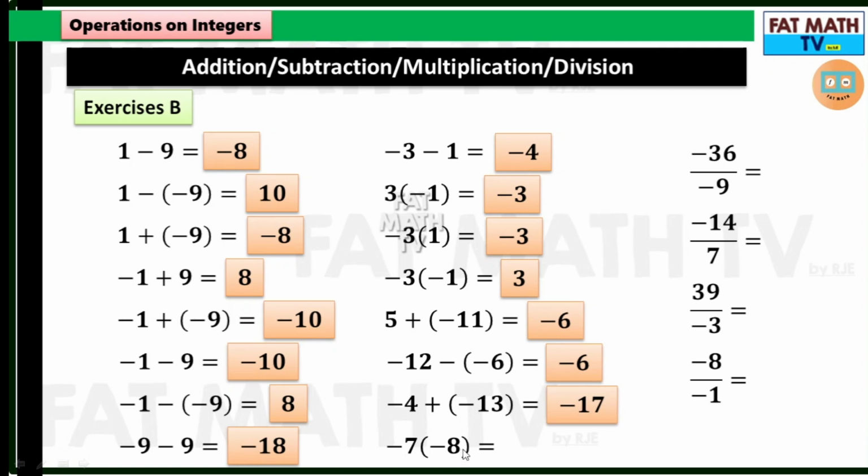Negative 7 times negative 8 is positive 56. Negative 36 divided by negative 9, that's positive 4. Negative 14 divided by 7, that's negative 2. 39 divided by negative 3, that's negative 13. And negative 8 divided by negative 1 is positive 8.